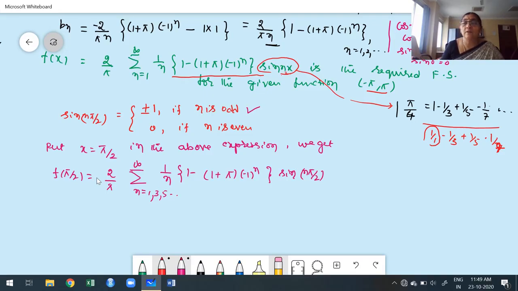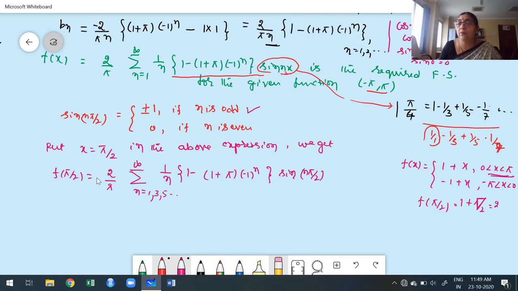Then I have to expand this. Before going to expand that, I want to find out my f of x. What is my f of x? f of x is 1 plus x for 0 to pi, and minus 1 plus x for minus pi to 0. You already know that. Now, pi by 2 is in which range? This range. Therefore in this range, what is my function? 1 plus x. Just put x is equal to pi by 2, take LCM and simplify that. What we get? 2 plus pi divided by 2.